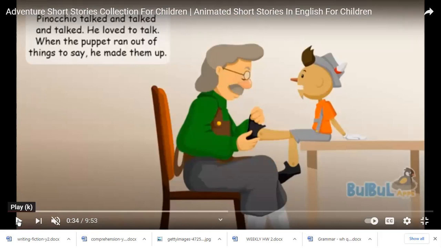So here also you can find all the verbs in the past, and this is just more description about Pinocchio, the second character in the story.